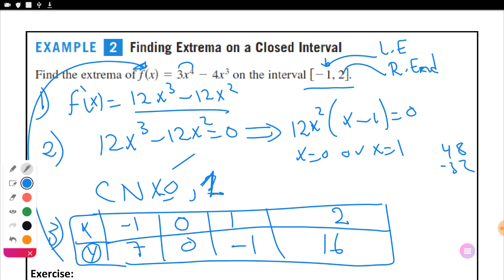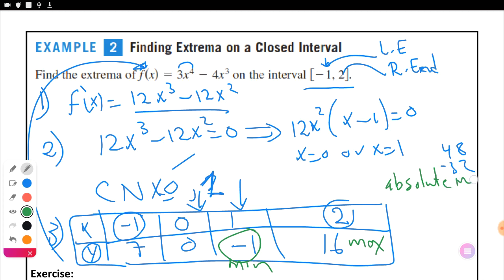Just make a table. I use the table when we talk about a closed interval, find the extrema on a closed interval: left end, right end, critical numbers. Then replace in the function. The greatest value is the maximum value, absolute maximum. The least value is the minimum value. In this case, I will write absolute maximum at the point 2 and 16, x and y. You have to tell me the location, the coordinate. Location. Find the extrema on the interval.